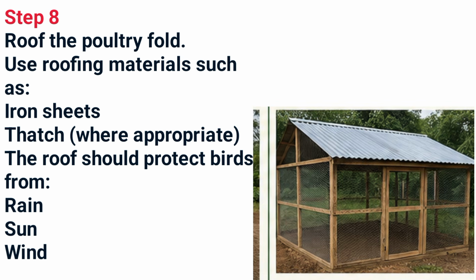Then when you have done that, we go to the roof. We roof the fold, and here we are using roofing materials such as iron sheets. We can use chaff or grass where appropriate. And the roof should protect birds from rain, sun, and wind.